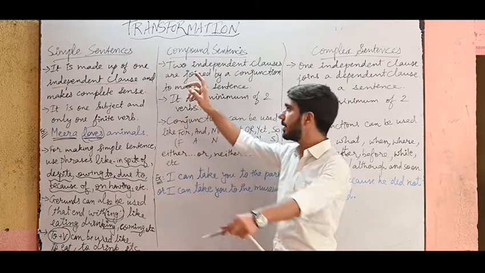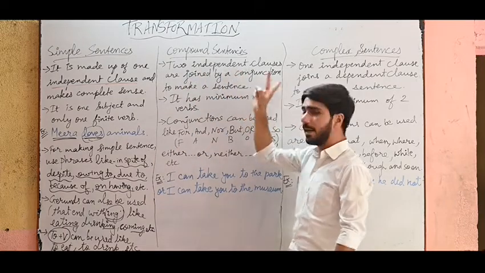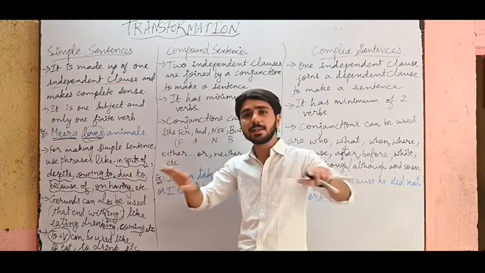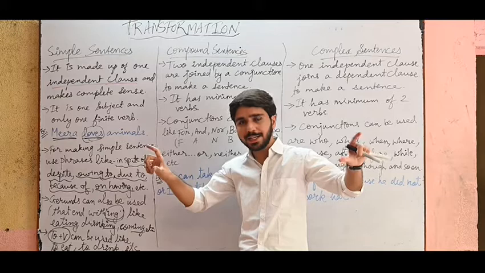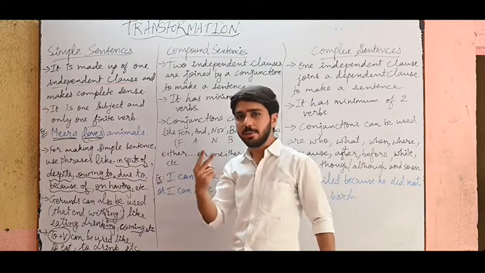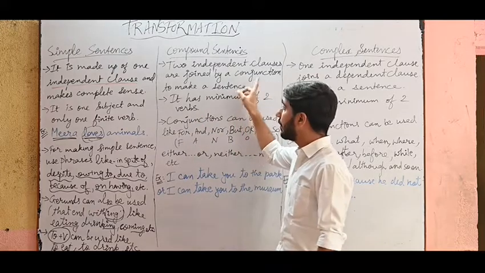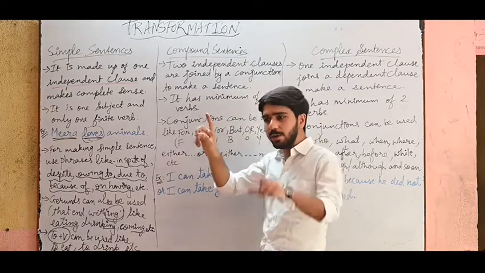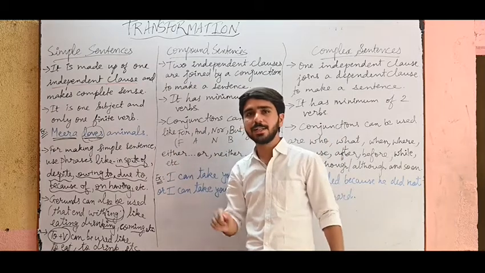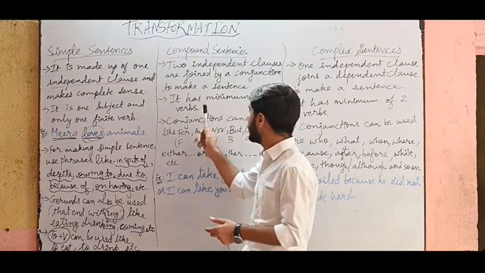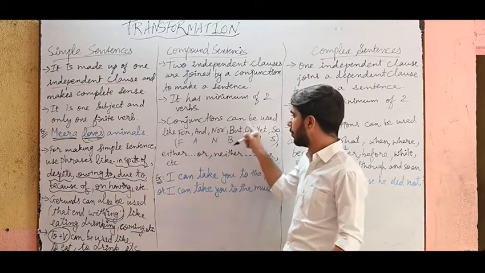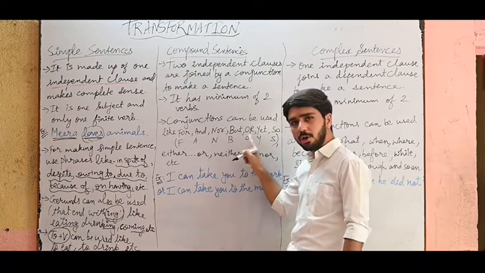What are compound sentences? A compound sentence has two independent clauses. It means if you see a sentence and you separate that sentence into two parts, both parts have their own meaning. They can stand alone. Those are called two independent clauses. And a compound sentence has two independent clauses and one conjunction in between. There will be two independent clauses, and in between there will be one conjunction, and you can say that coordinating conjunctions are there. See, it has a minimum of two verbs. Conjunctions can be used like for, and, nor, but, or, yet, so.